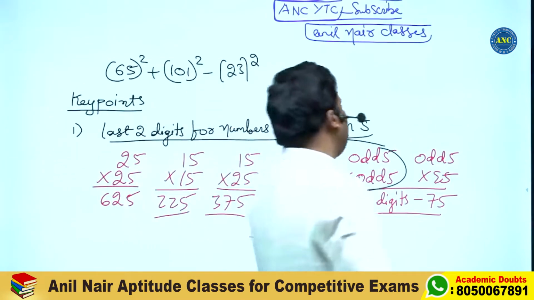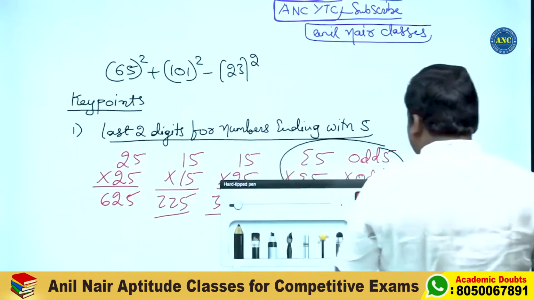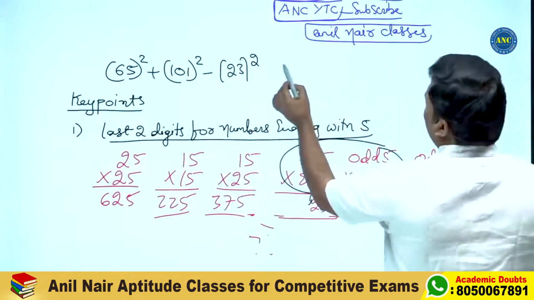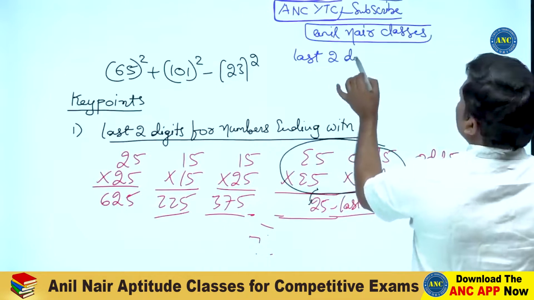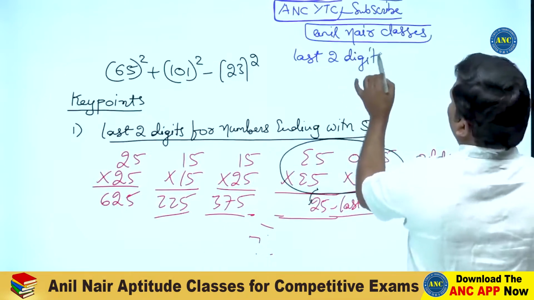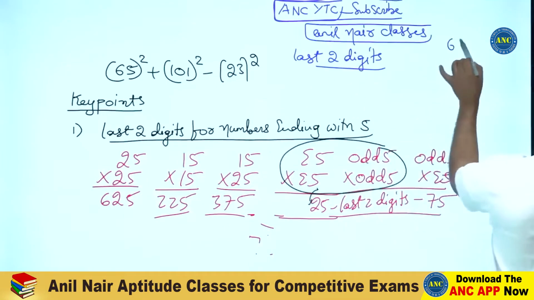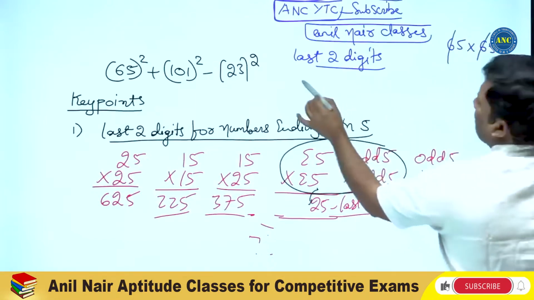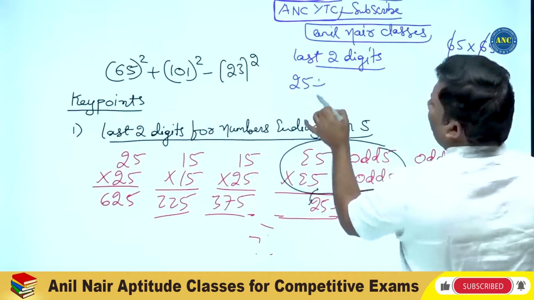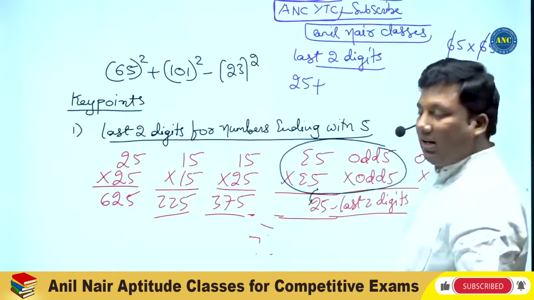Why are we discussing this one? We are discussing to solve this problem. Now we are using the last two digits logic. 65 square is 65 into 65. 6 is even, even 5 into even 5. Last two digits, it is 25.